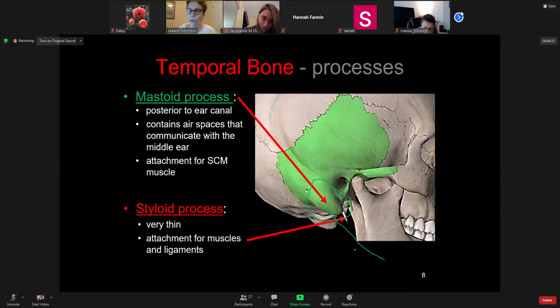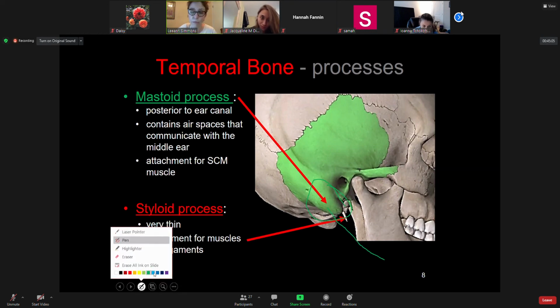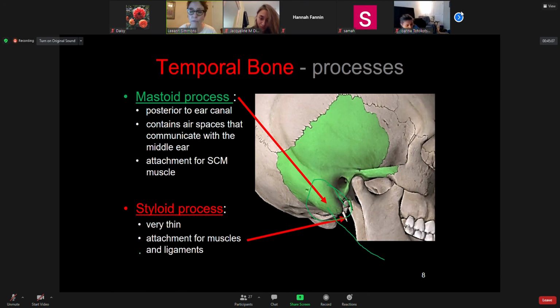The styloid process is that very tiny, well, actually it's a pretty long process in many skulls. It's an attachment also for important muscles and ligaments that you need to know about. Very thin and delicate. And the styloid process is right here. It's a really cool thing. It's amazing that it can be an attachment. It's so thin. That's pretty cool.